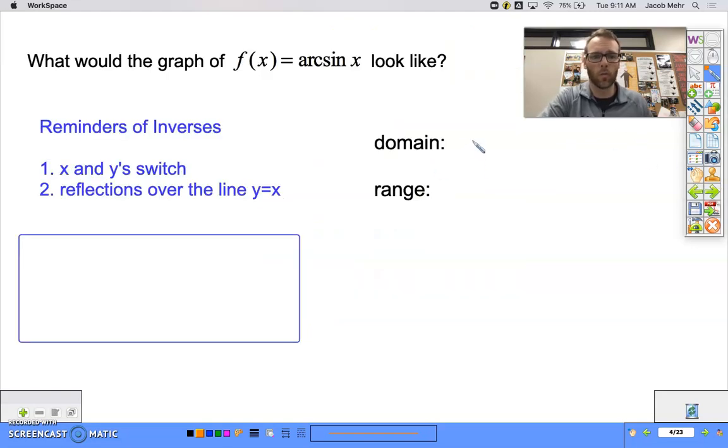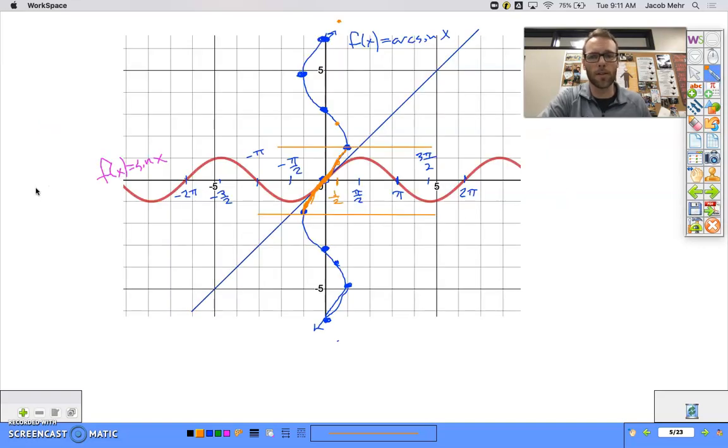That's inclusive, -1 to 1. Now our range, well, the domain of the sine function was all real numbers. However, that can't become the range. We've restricted it down to what? What is this y value? What is that y value?